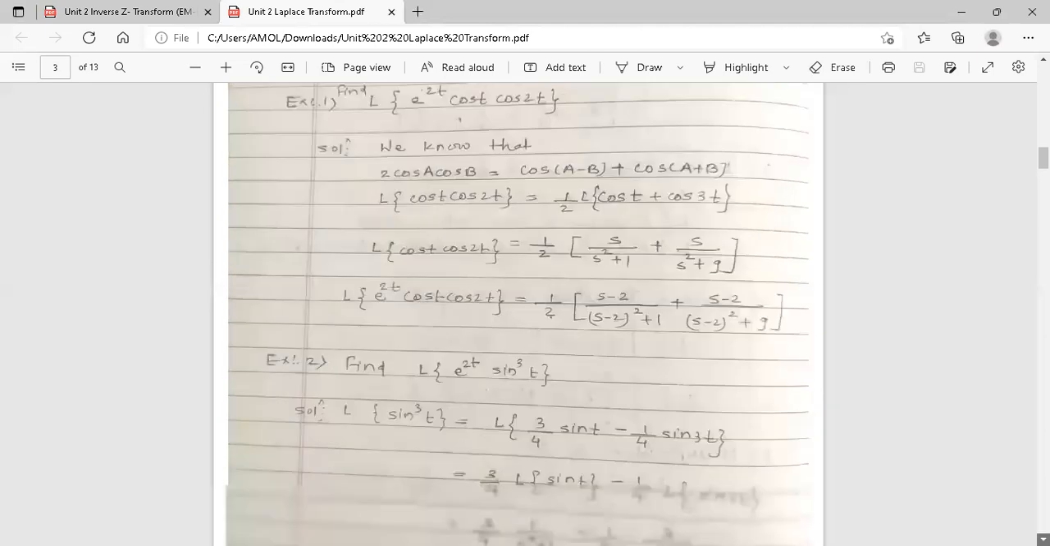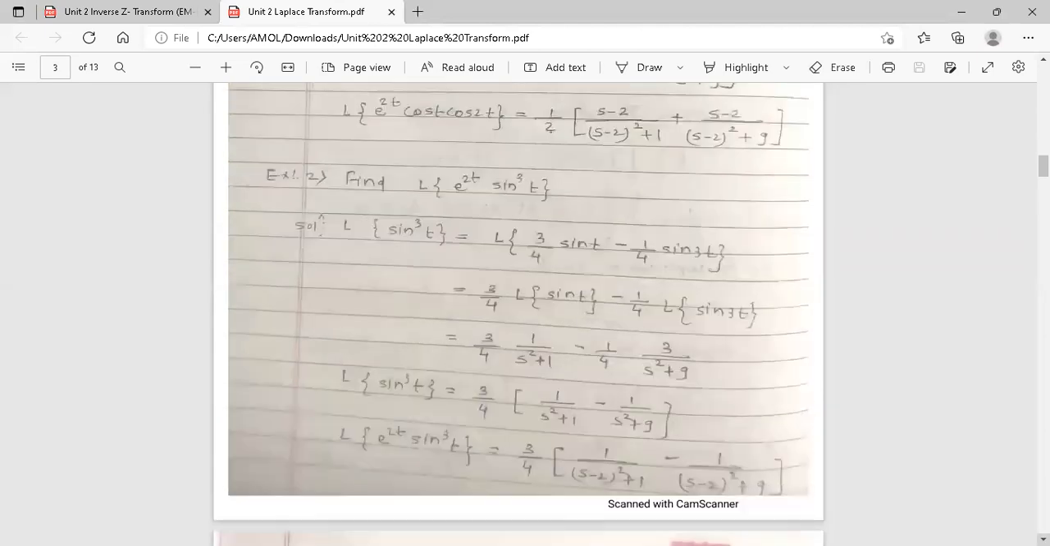Now the second example: find the Laplace transform of e raised to 2t into sine cube t. Now there is a product of two functions. One of them is the trigonometric function sine cube t and the second one is exponential. So again, using the shifting property, we can find the Laplace transform. But here the sine function is not linear, it is not only sine, it is sine cube t. So make it linear. How to make it linear?